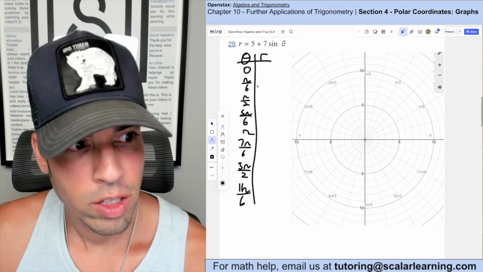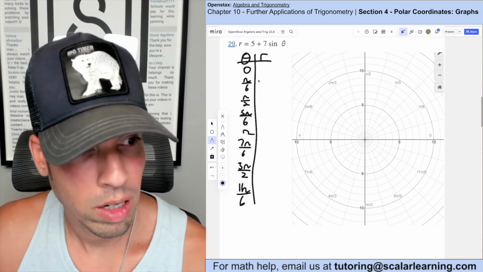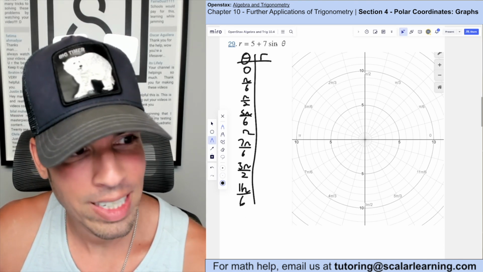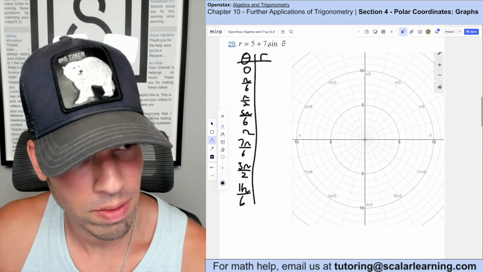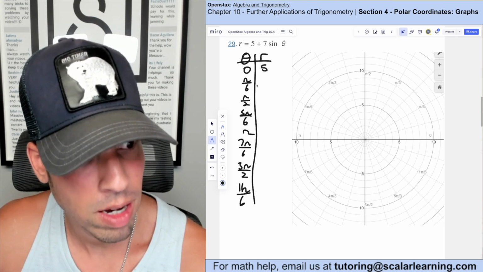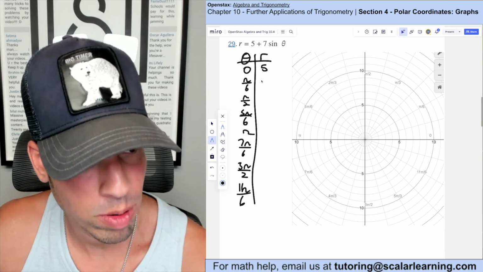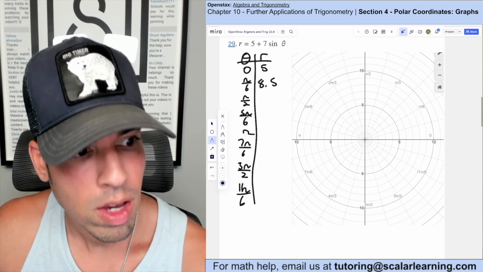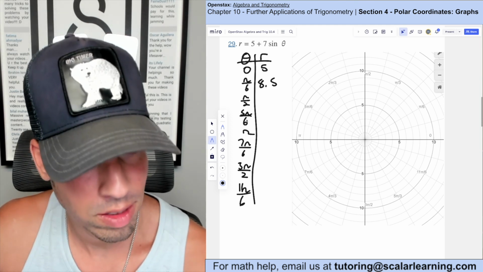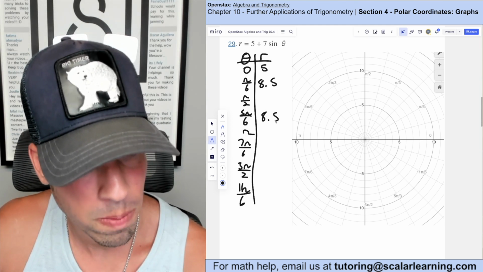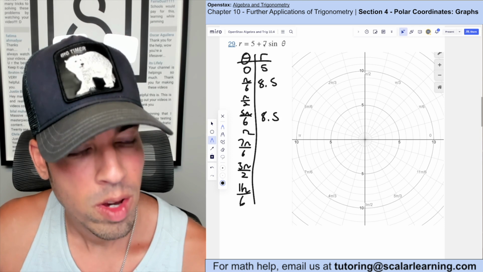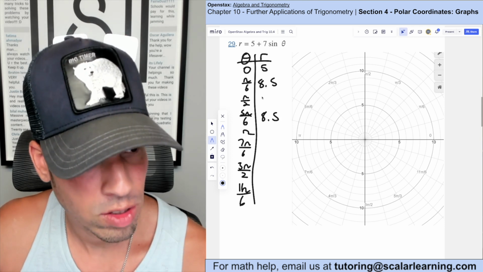Done. All right, so for this one, these are the values that I've chosen to plug in. So let's go for it. Plug in 0. Sine of 0 is 0 times 7 is 0 plus 5 is 5. Sine of pi 6, that's 1/2. 1/2 times 7 is 3.5 plus 5 is 8.5. But also sine of 5 pi 6 is going to be 1/2, so we have the same value there. Sine of pi halves is 1. 1 times 7 plus 5 is 12.